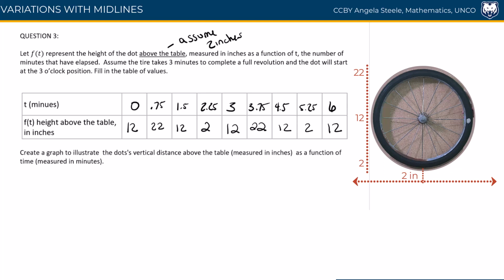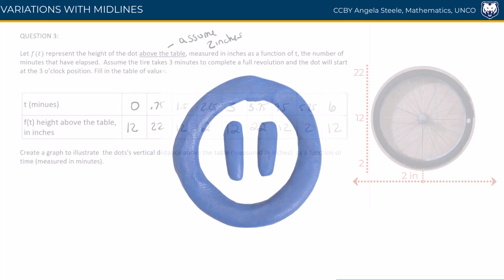Okay, once again, go ahead and plot those points and create our graph, and then find the 3 features, the period, amplitude, and midline. Go ahead and pause the video.